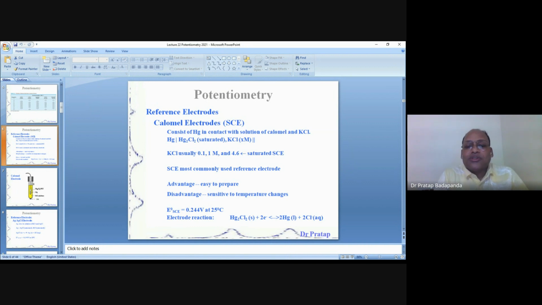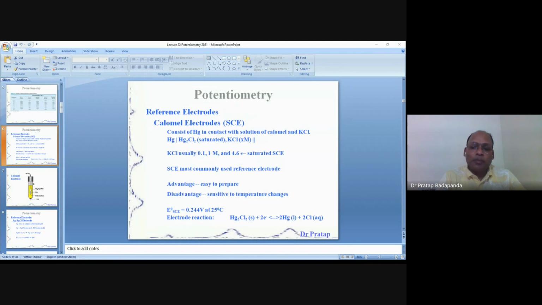And advantage. What is the advantage of this one? Easy to prepare. What is the disadvantage of this one? Sensitive to temperature changes. If you will not control the temperature, the behavior will change. So standard calomel electrode potential is 0.244 volt at 25 degrees Celsius. You have to memorize these things. Okay, these are fixed things. Okay, 0.244 volt at 25 degrees Celsius.